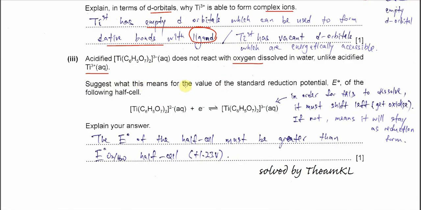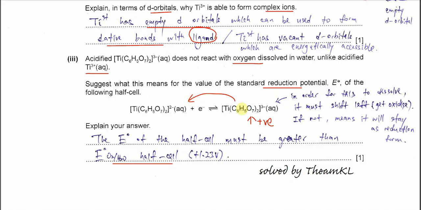Suggest what this means for the value of the standard reduction potential for the following half cell. It's actually quite easy and straightforward. It is because this standard reduction potential is more positive than the oxygen half cell. Because when this is more positive, it will stay in the reduced form, so it won't go to the left hand side, or it will not shift left, right?